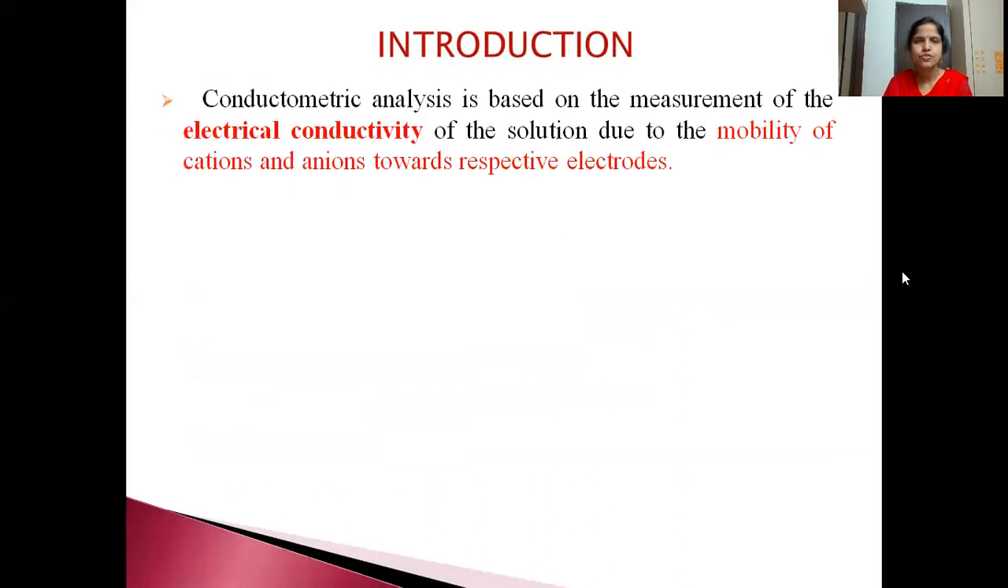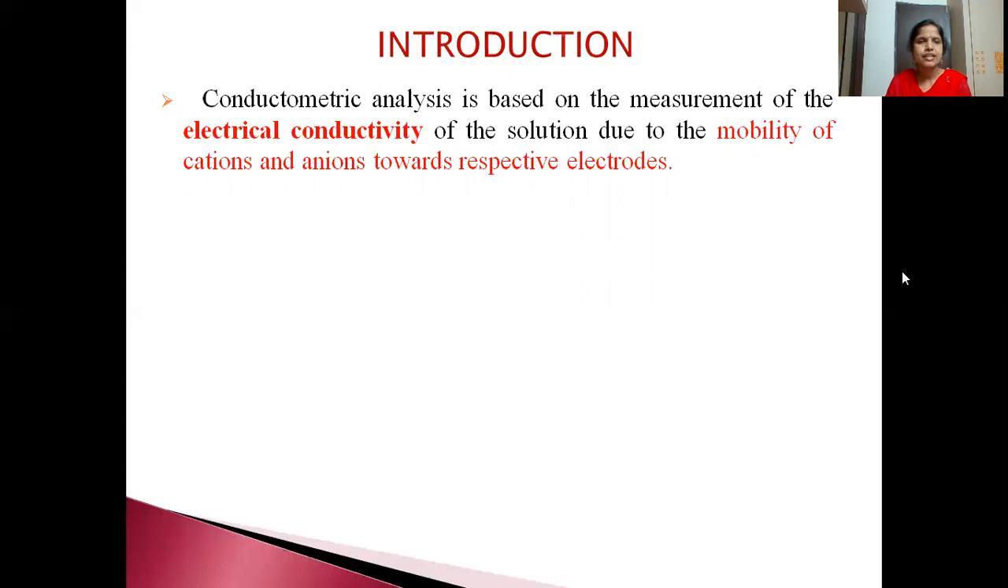First, let us know what is the definition of conductometry. Conductometric analysis is based on the measurement of electrical conductivity of the solution due to the mobility of cations and anions towards the respective electrodes. That means in this technique, we are going to measure the conductance, or the electrical conductivity, of that particular solution.